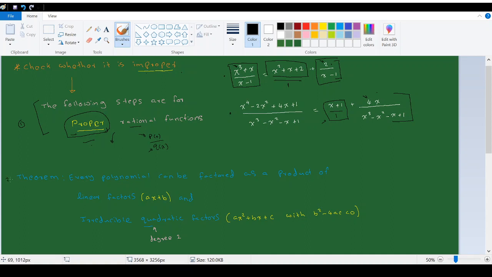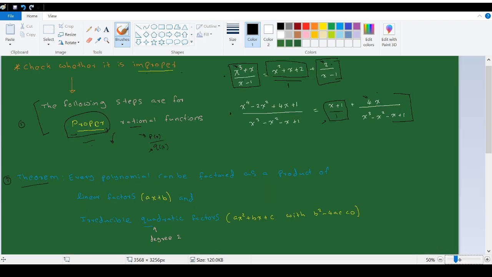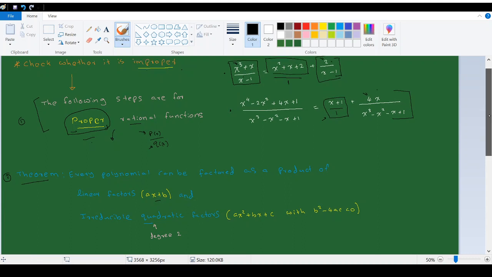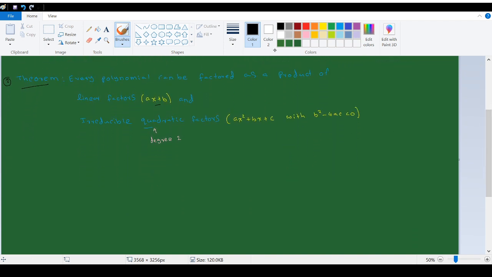And the second point that I want to highlight is this theorem. We are not going to discuss a proof for this theorem, but you should understand the statement of the theorem, the proper correct meaning of it. Here it says: every polynomial can be factored as a product of linear factors and irreducible quadratic factors. First, let me explain what an irreducible quadratic factor is.